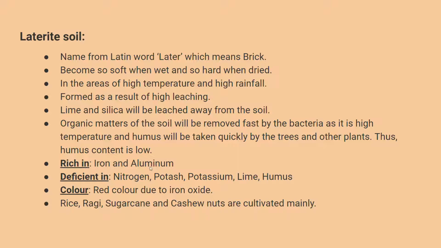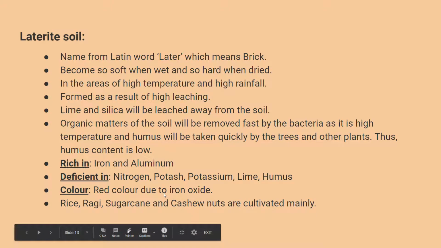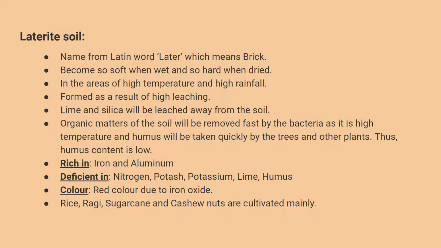It is deficient in nitrogen, potassium, lime and humus, which is very fertile, which makes the soil fertile. This is deficient in it. So this soil is mainly not good for cultivation unless we put some fertilizers into it. It also has a red color due to iron oxide present in it, which is coming from the interior part of the earth. So the major difference between laterite soil and red soil is that red soil has a depth.